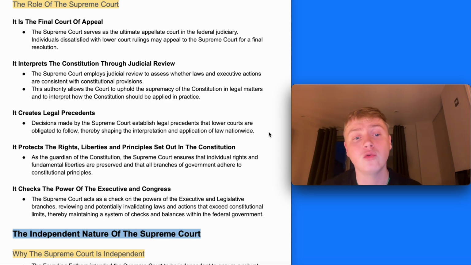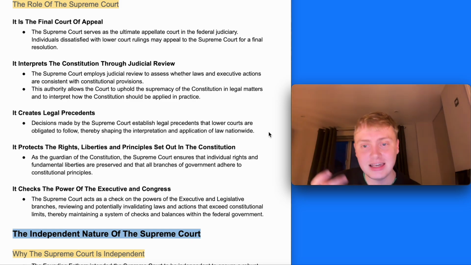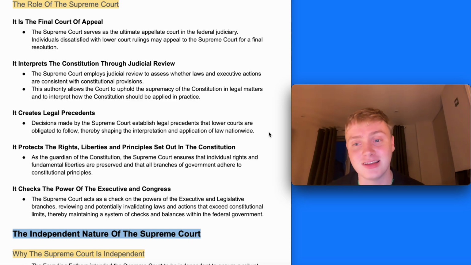And finally, it also checks the power of the executive and Congress. So there's a key check on the power of these two elected branches, reviewing and potentially invalidating laws passed by Congress or actions made by the president that exceed their constitutional limits. And so that's a really key part of the system of checks and balances within the federal government.